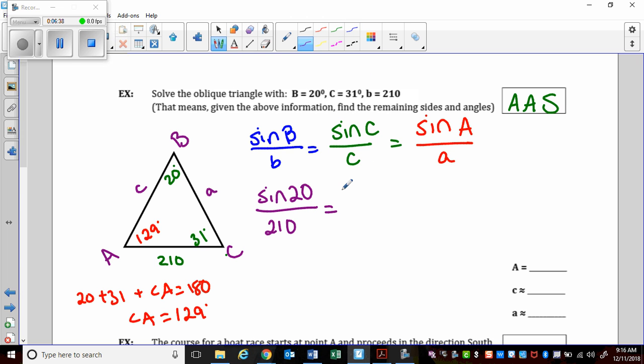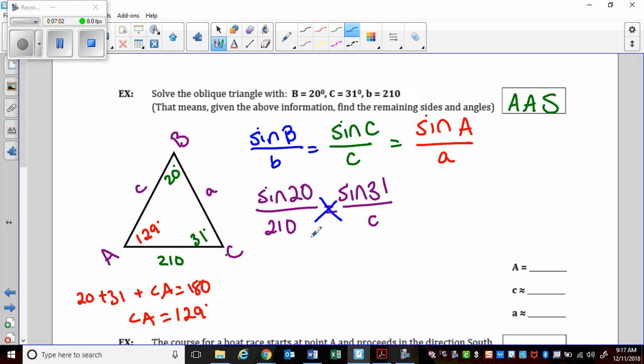Sine of c, I'm just going to write it down. Sine c is 31 over lowercase c. Lowercase c, we don't know, so I'm going to make that my variable. Remember, there's only one variable. Whenever there's a fraction on both sides of my equal sign, I'm just going to cross multiply. You're going to need a calculator for this.